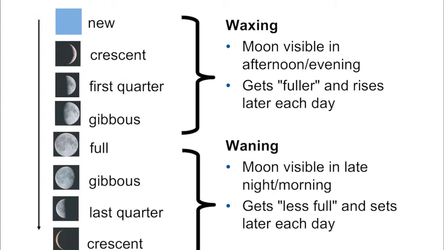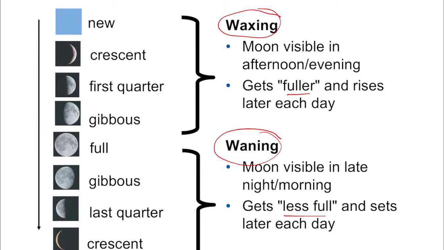So just summing it up, these are all the phases that correspond to waxing: new, crescent, first quarter, gibbous, full, and all the phases that correspond to waning, shrinking. So gibbous, last quarter, crescent, and then back to new. This points out the time where you'd see it, as I was talking about, and then just the terminology, getting less full and getting fuller for waning and waxing, respectively.